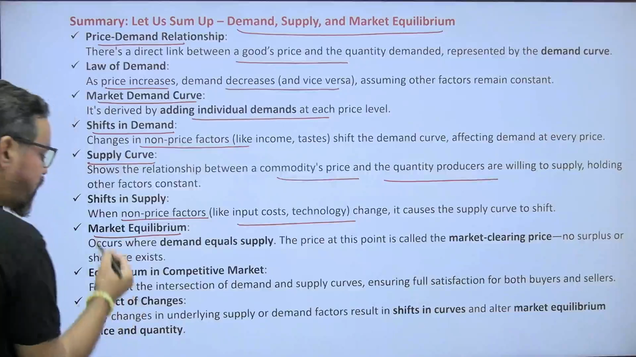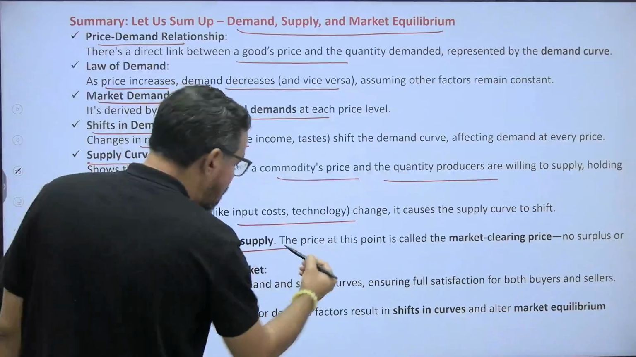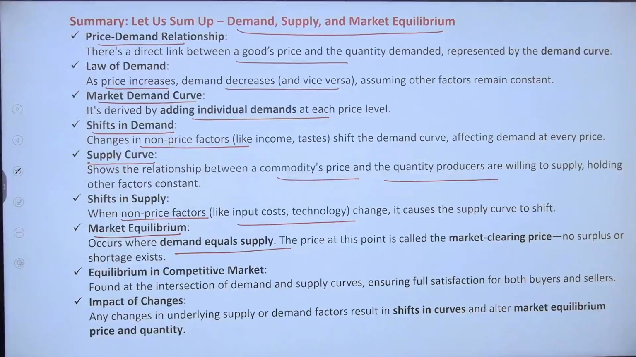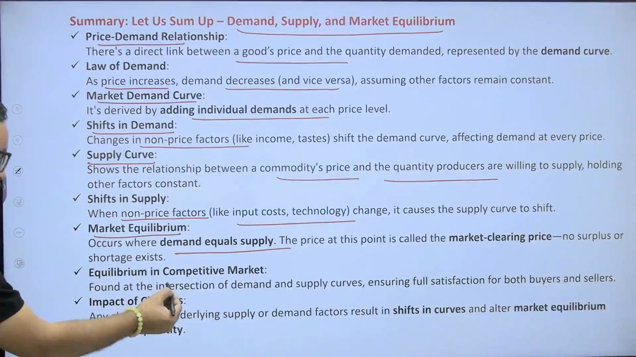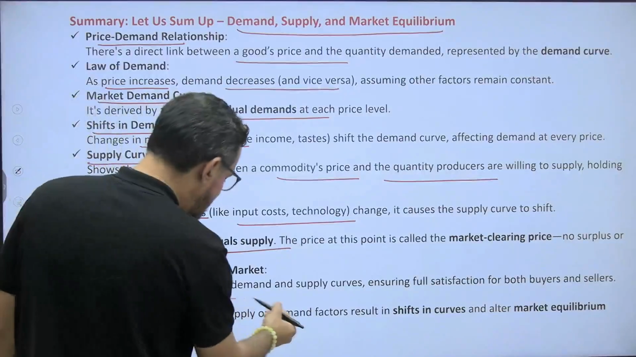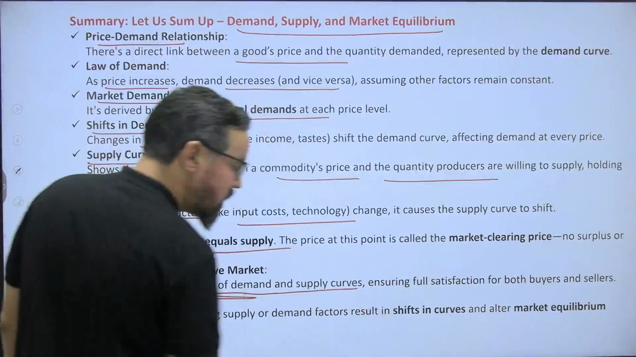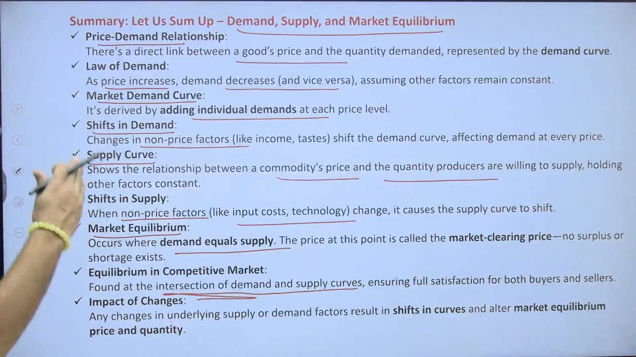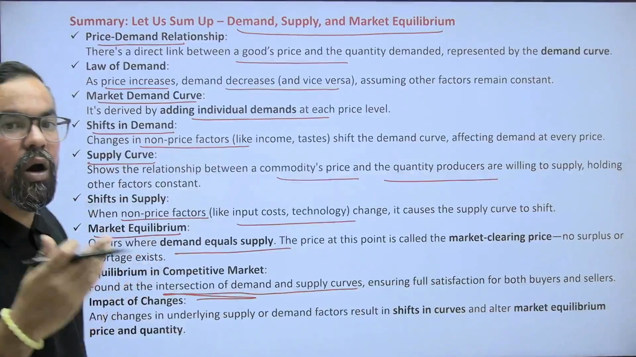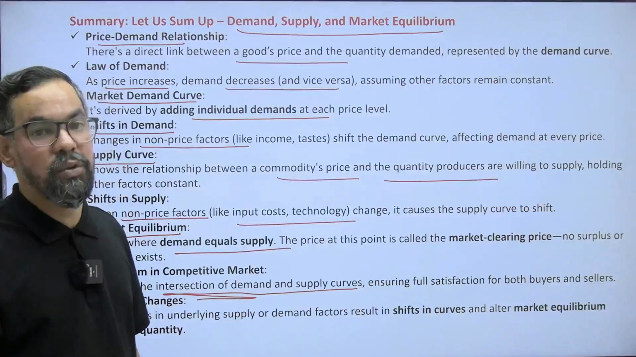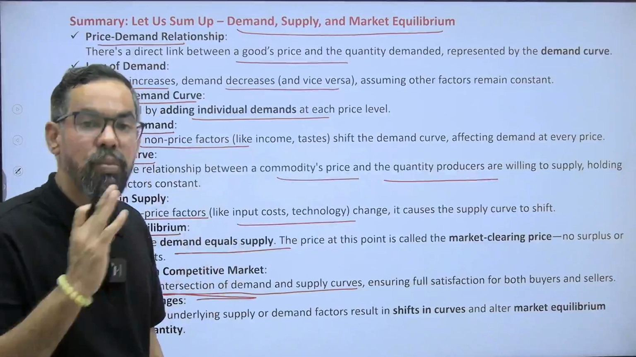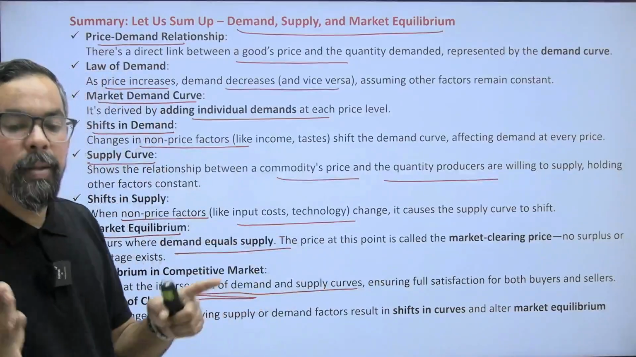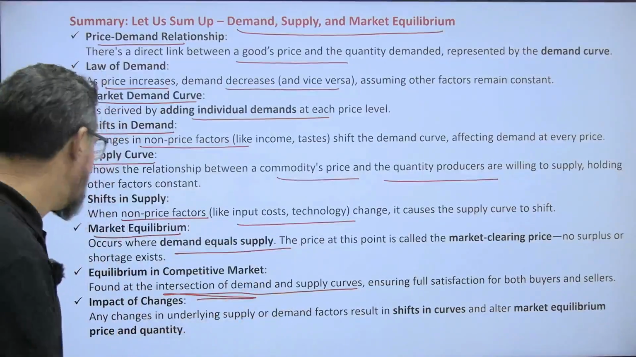Market equilibrium occurs when demand equals supply. That intersection point is called equilibrium. Equilibrium in a competitive market is found at the intersection of the demand and supply curves, ensuring full satisfaction for both buyers and sellers. So it is the ability and willingness to sell, and the ability and willingness to buy. That is the point where both parties have maximum satisfaction.